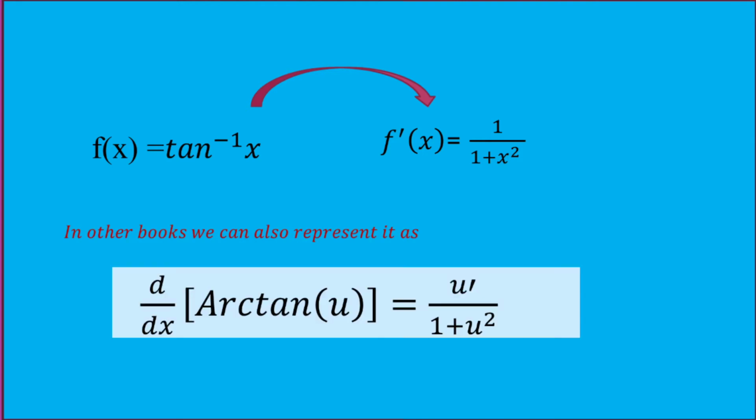And so in summary, the derivative for finding the arctangent x will be 1 over 1 plus x squared. In other books, they are also using the derivative of arctangent u is u prime over 1 plus u squared, where they are using u as the variable.